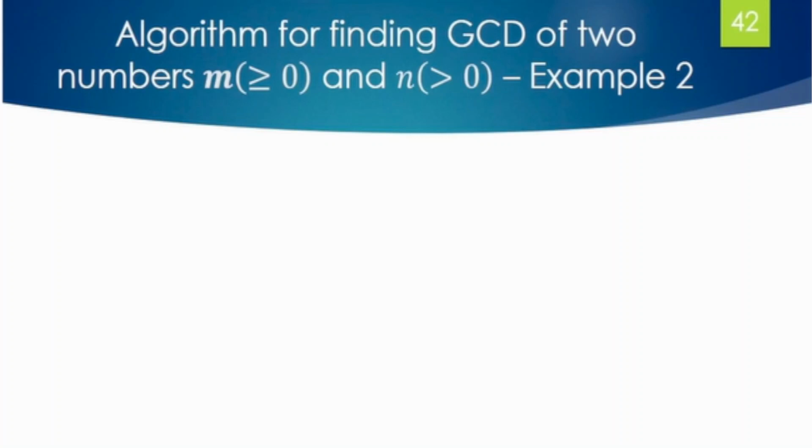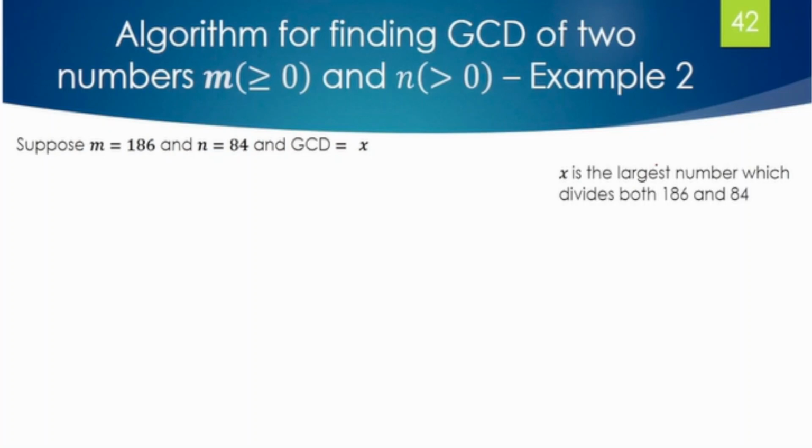As before, let us start with a specific example. Suppose m equals 186 and n equals 84, and the GCD, which is initially unknown, is x. Now what is the definition of the GCD x? x is the largest number which divides both 186 and 84.